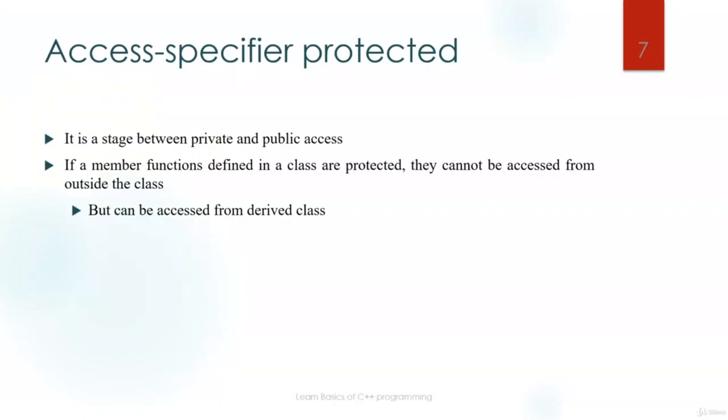And the last access specifier is the protected. This protected access specifier is between the private and the public access. If the member function is declared in a class as protected, then it cannot be accessed from outside the class. But if we want to access it, it can be accessed from the derived class. So in this case, the members of the base class can be used only within the derived class as the protected members, except for the private members.